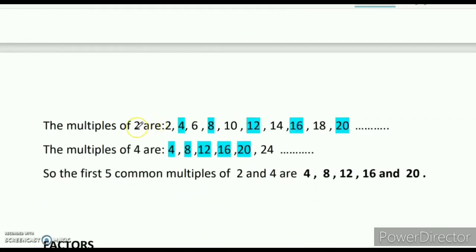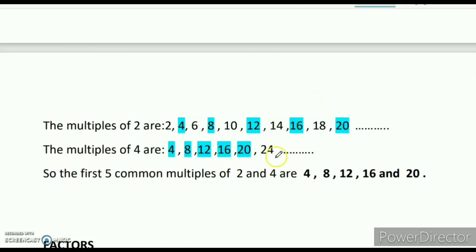Let's see what the multiples of 2 are first. 2 1s are 2, 2 2s are 4, 2 3s are 6, 2 4s are 8, 2 5s are 10, 2 6s are 12, 2 7s are 14, 2 8s are 16, 2 9s are 18, 2 10s are 20, and so on. Then the multiples of 4: 4 1s are 4, 4 2s are 8, 4 3s are 12, 4 4s are 16, 4 5s are 20, 4 6s are 24, and so on.